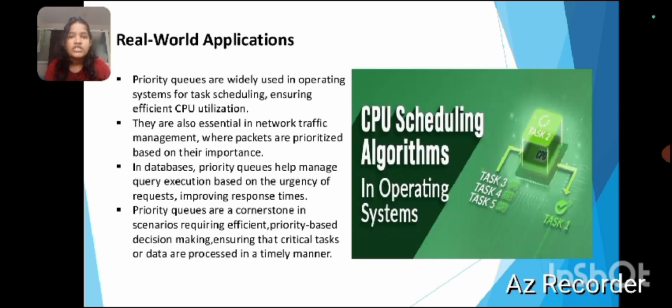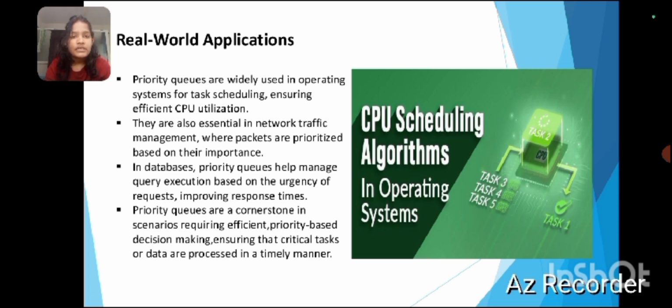Real world applications. Priority queues are widely used in operating systems for task scheduling, ensuring efficient CPU utilization. They are also essential in network traffic management, where packets are prioritized based on their importance.